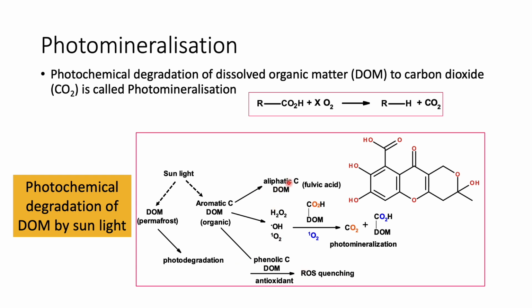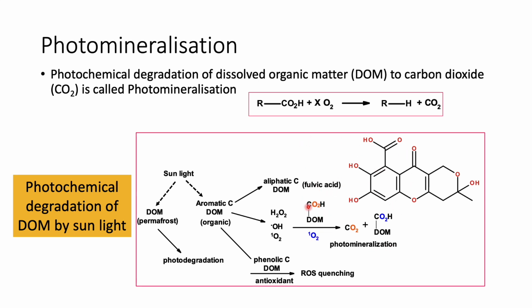And of course the aromatic carbon may be getting converted to aliphatic parts, and the aromatic carbon may also decompose to give hydrogen peroxide, hydroxy radical, and singlet oxygen. So these are all the three different reactive species that may be produced. When we talk about aliphatic carbon, it is basically conversion to fulvic acid. So that is the structure of the compound given here.